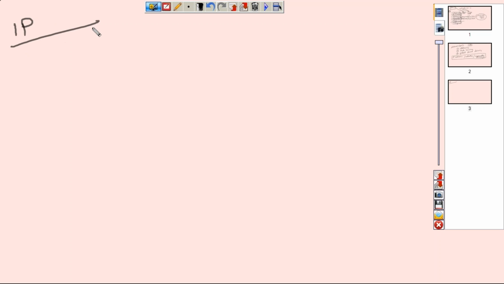Now, what do we know about the IP protocol? Any ideas? Well, the full form at least. Internet Protocol. Yes.